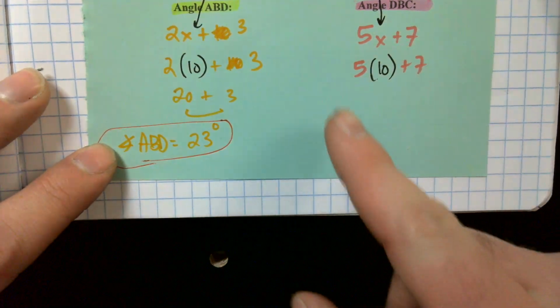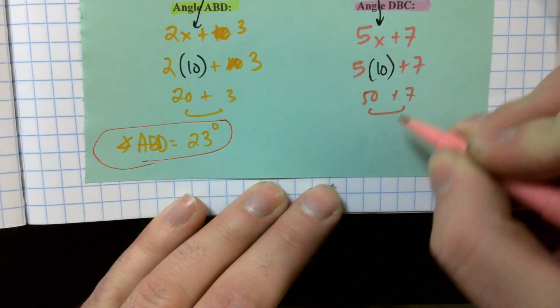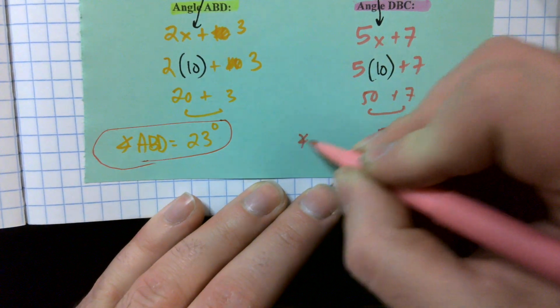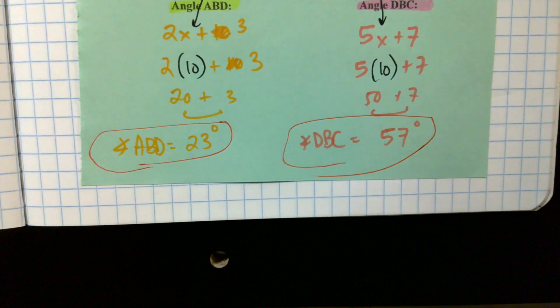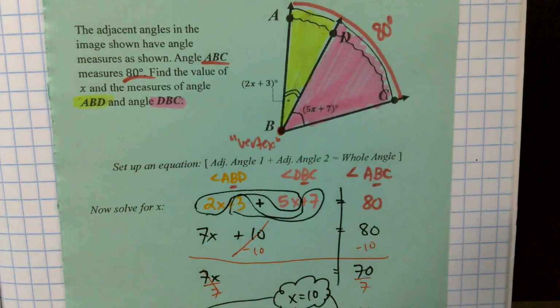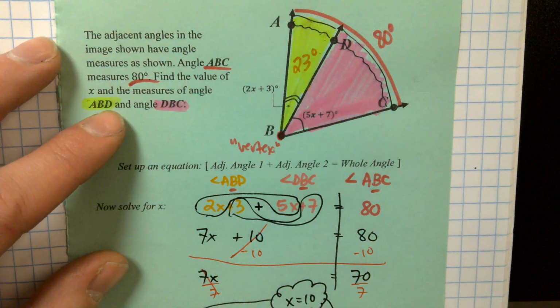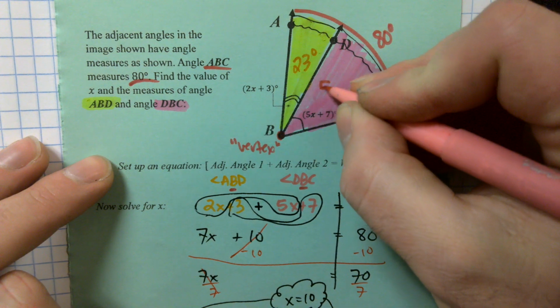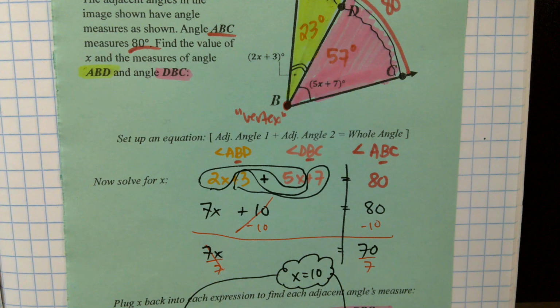Okay. Now for DBC, what's 5 times 10? What's 50 plus 7? So angle DBC is equal to 57 degrees. What do 23 and 57 add together and equal? 80. Is that the measurement that we saw originally for the whole angle? Yes, it is. So angle ABD we know is 23 degrees. Angle DBC we know now is 57 degrees. When we put those angles adjacent to each other, we create a full angle that's 80 degrees.